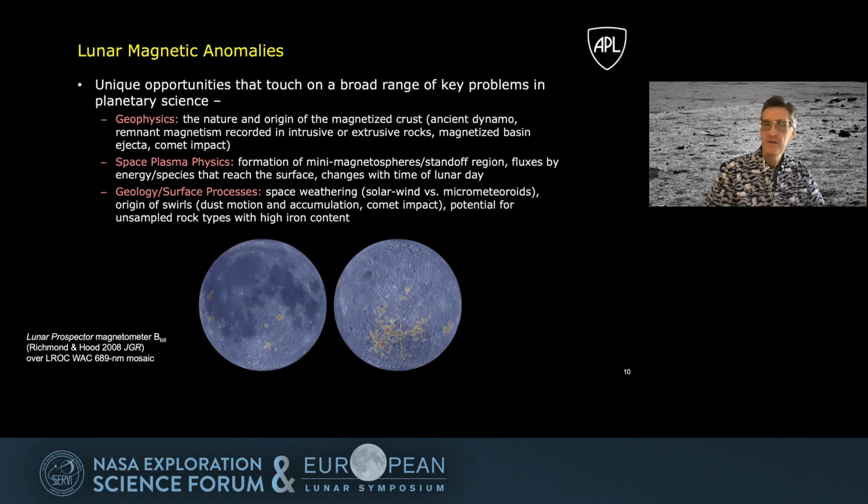which may be involved in the origin of the swirls, but there are other hypotheses, including unusual motions of levitated dust or interactions with dust and gas in the coma of a comet. And also there's the potential for unsampled rock types with unusually high metallic iron contents, depending on what we determine the actual inherent magnetization of the magnetic source to be.